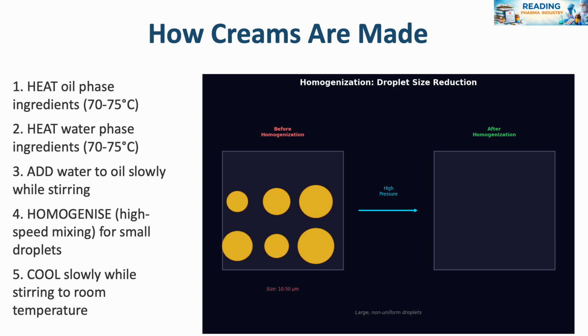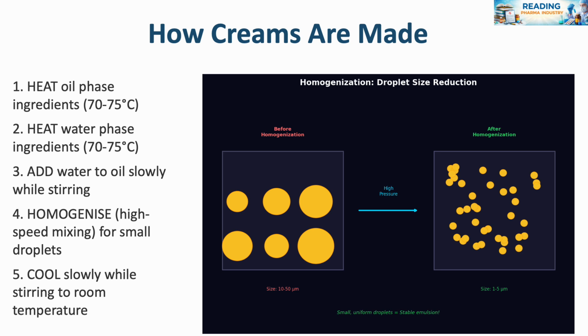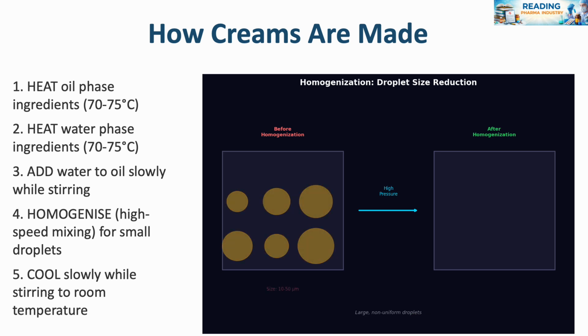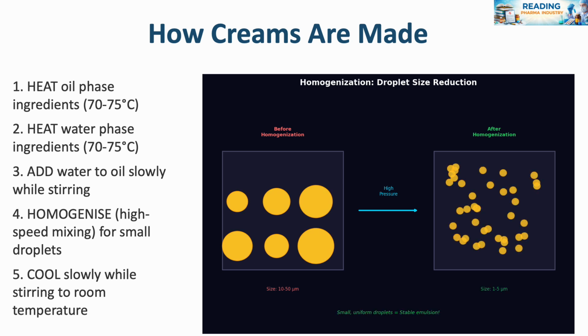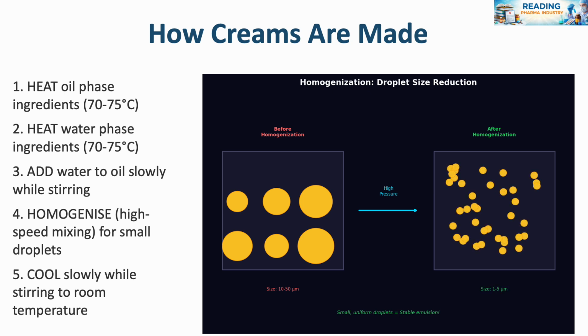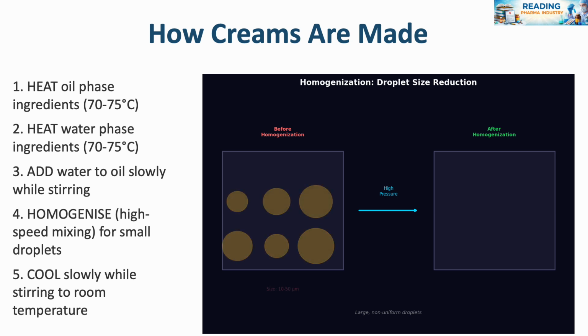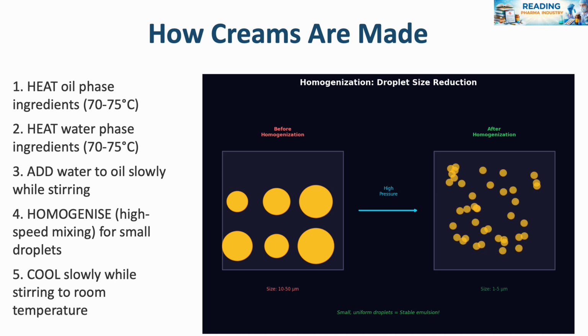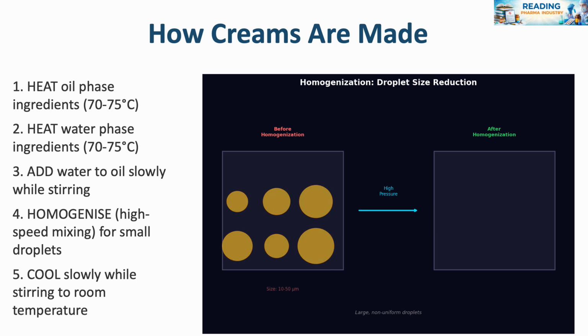How do we make creams? So this is the process where you do the actual mixing of the oil and aqueous phase. The first step is to heat the oil phase, and in many cases you will use a high temperature around 70 to 75. And in many cases you add water to oil slowly, and this depends on the viscosity as well, and on which one is the dispersed phase and which one is the continuous phase.